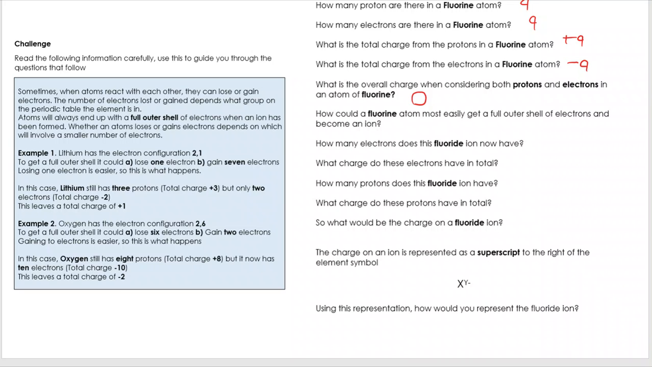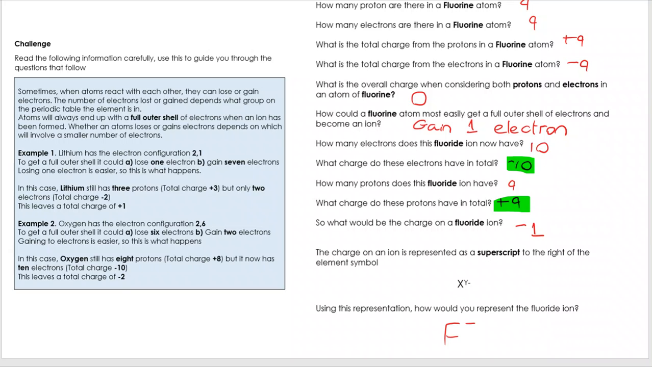The easiest way to get a full outer shell is to gain 1 electron. Now, that means it's got 10 electrons, not 9, with a total charge of minus 10. But I still have 9 protons, with a total charge of plus 9. So my overall charge here is going to be the sum of the minus 10 and the plus 9, taking me to minus 1. And again, I write that out with my symbol F, and it's a minus charge, so I put that on.